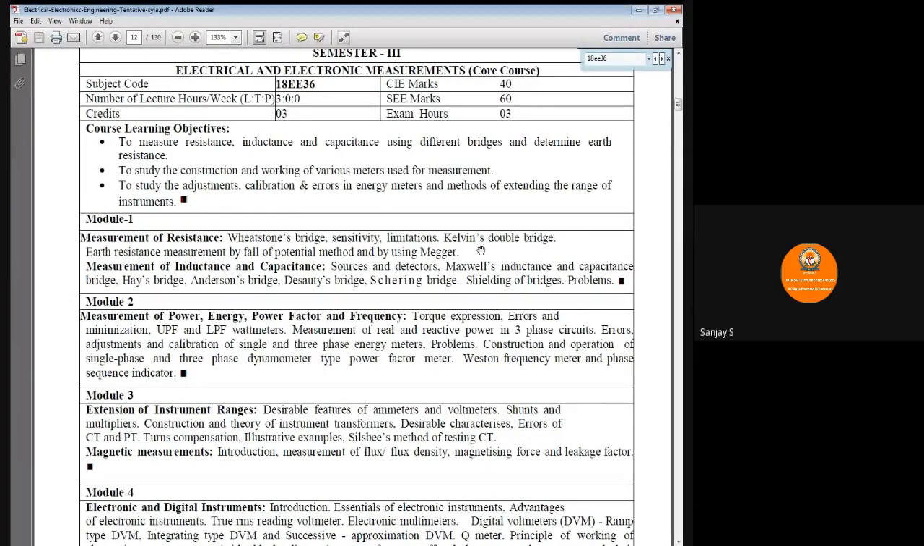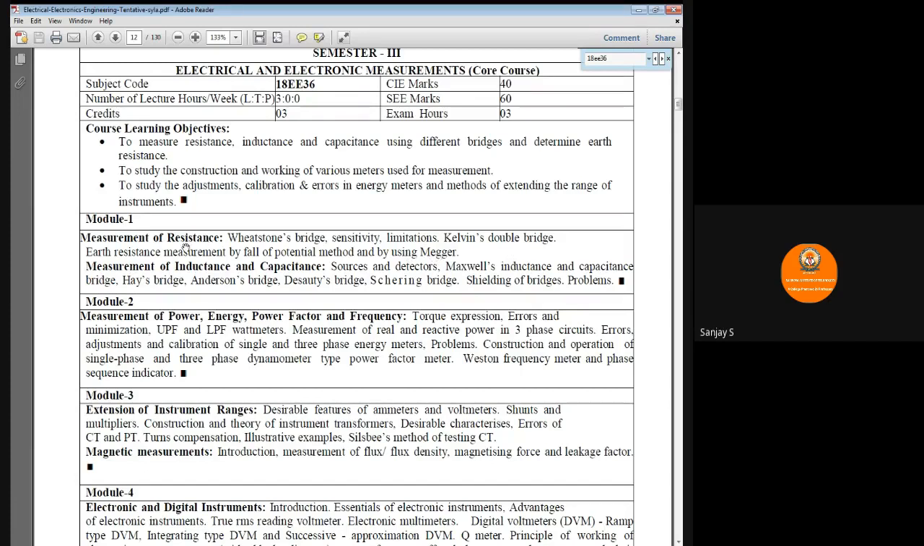Then we'll be talking about Kelvin's double bridge for the measurement of low resistance. Then earth resistance measurement by fall of potential method and by using Megger. We'll be using this Megger for measuring high resistance. So for medium resistance Wheatstone bridge, low resistance Kelvin's double bridge, and high resistance we'll be using Megger.